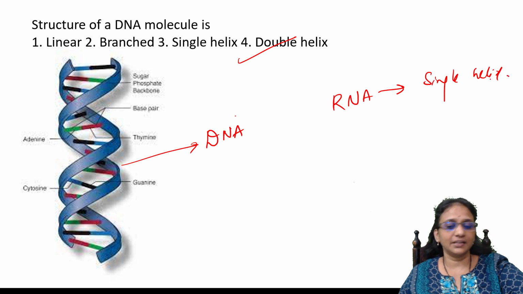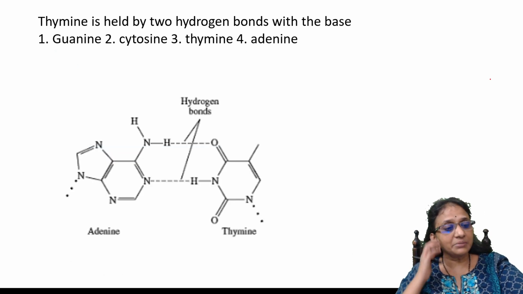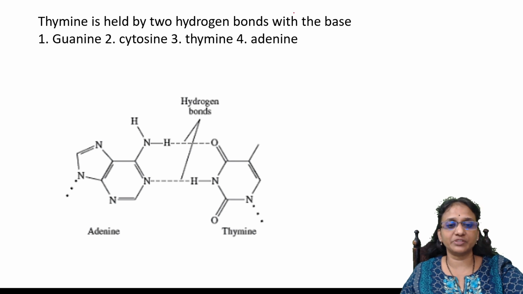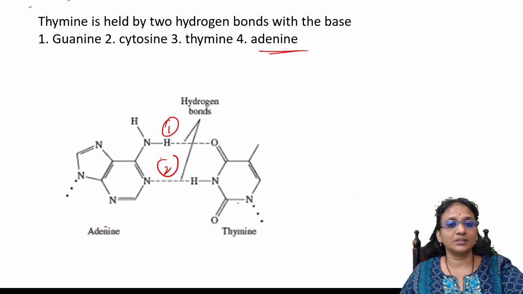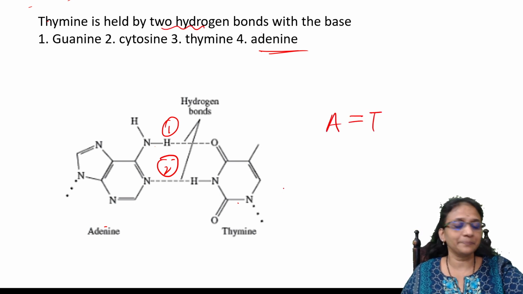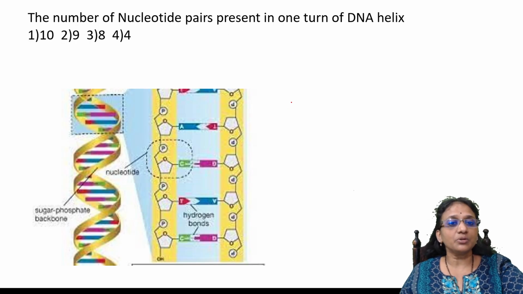Okay. Right. Next question. Thymine is held by two hydrogen bonds with the base. Which base? Thymine always pairs with adenine. Correct, my students? So here, adenine is pairing with thymine with how many hydrogen bonds? Two hydrogen bonds. One and two. Right. So two hydrogen bonds. So A will pair with T. Easy.